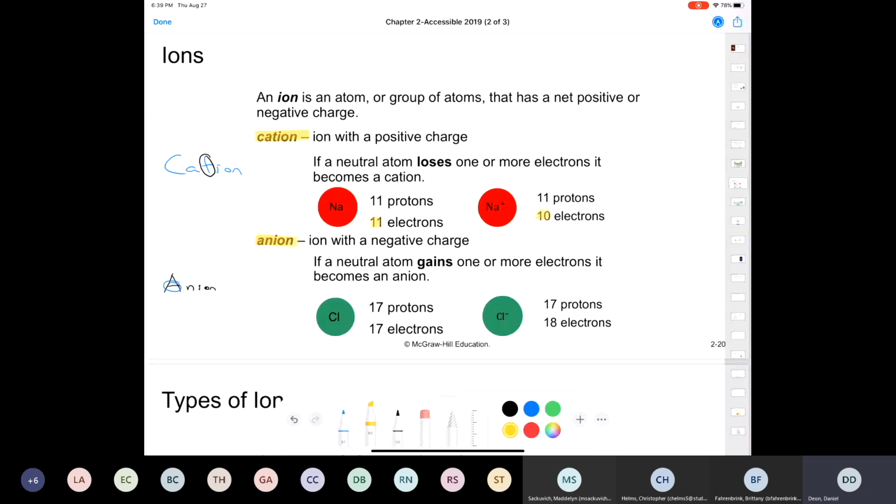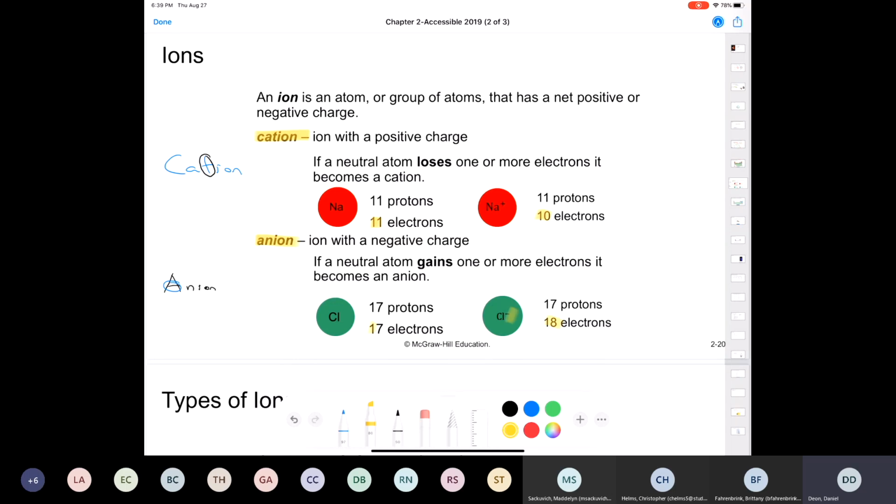What about chlorine? If you look at chlorine on the periodic table, it's a halogen. It has 17 protons, 17 electrons. That's when you just have pure chlorine, or chlorine that's uncharged, I should say. If chlorine was to gain an electron, electrons are negative. So if it goes from 17 to 18, it's going to become negative.